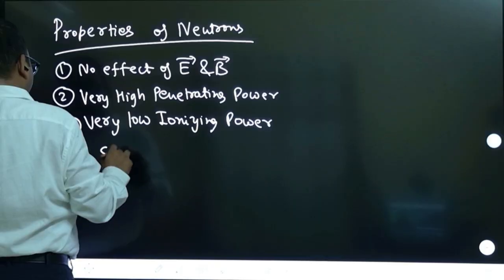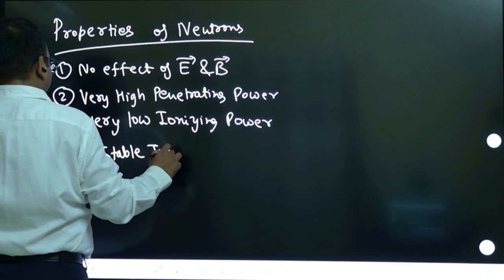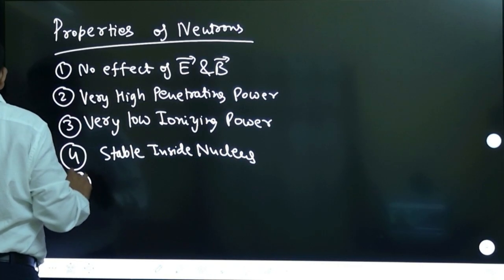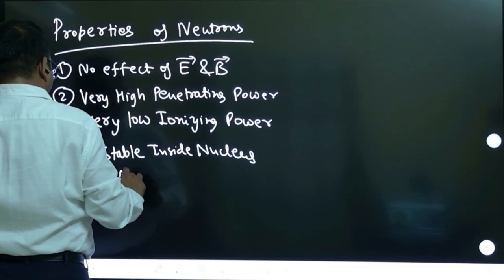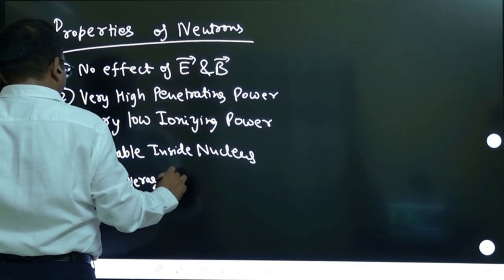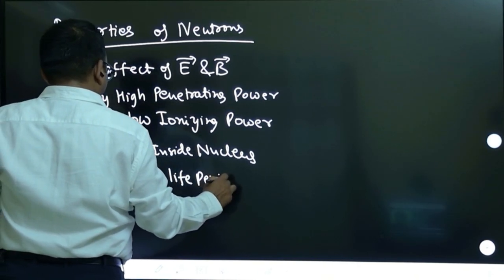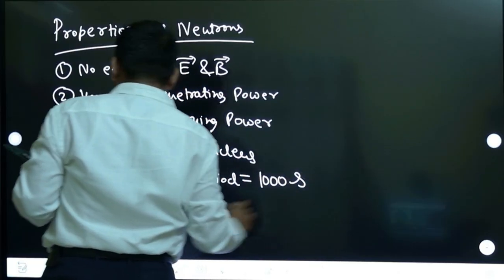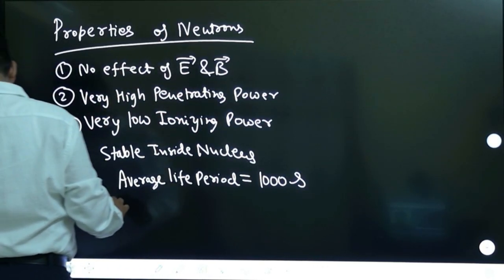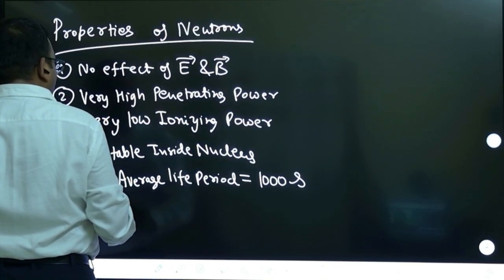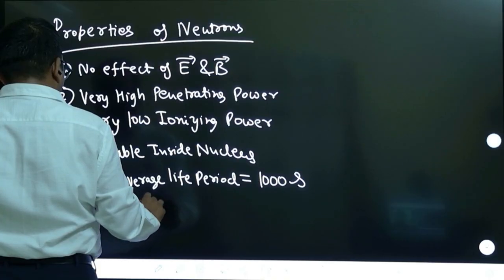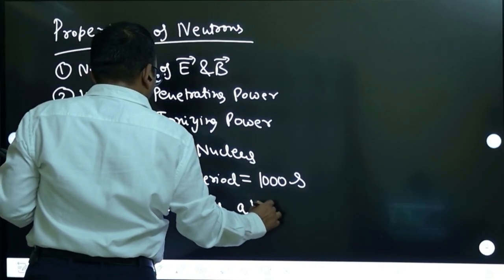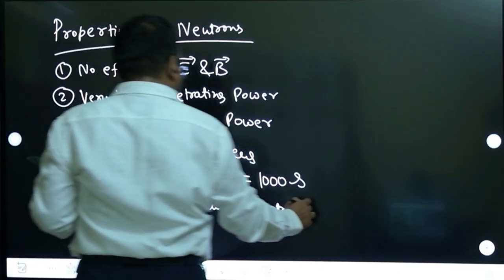Stable inside nucleus. Average life period is nearly 1000 seconds. Outside nucleus, a neutron decays.